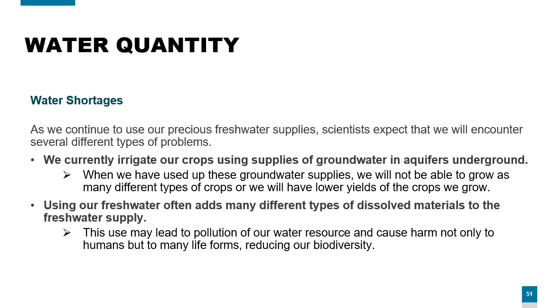Now, how do we store water? First, by simply doing this, okay? As we continue to use our precious water supply, scientists expect that we will encounter several different types of problems. We currently irrigate our crops using supplies of groundwater in aquifers underground. So when we use up this groundwater supply, we will not be able to grow as many types of crops, and we will have lower yields of crops.